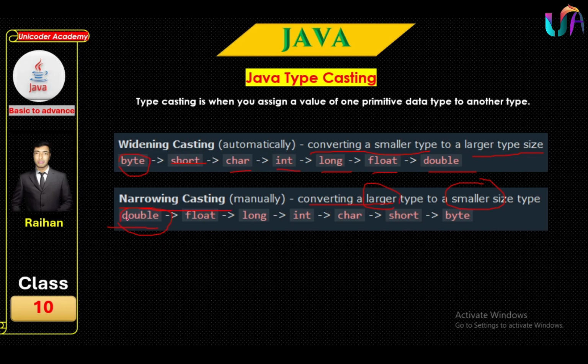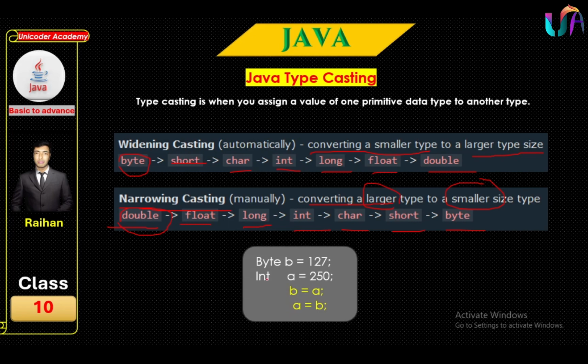So the double data type is larger than float, float is larger than long, long is larger than int, int is larger than char, char is larger than short, and short is larger than byte. So that was the process, the two types of casting. Now let's see an example.